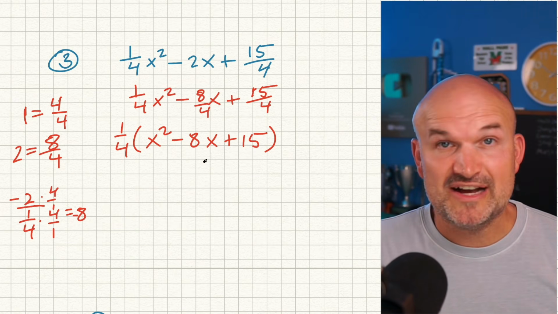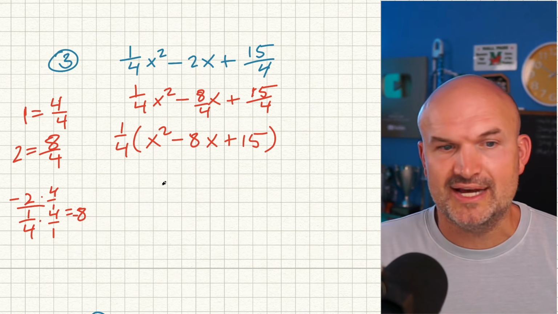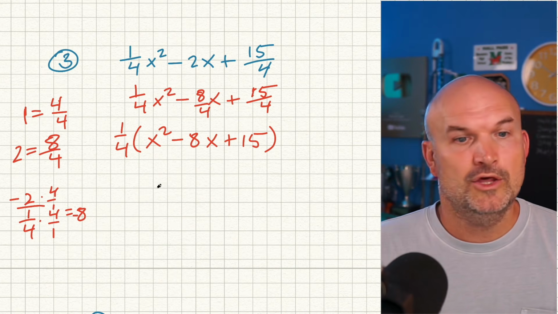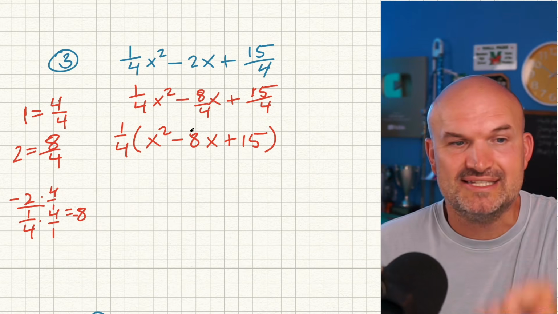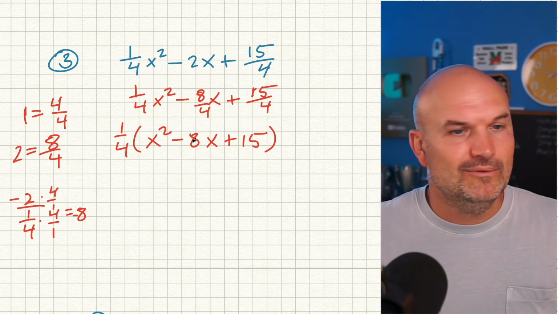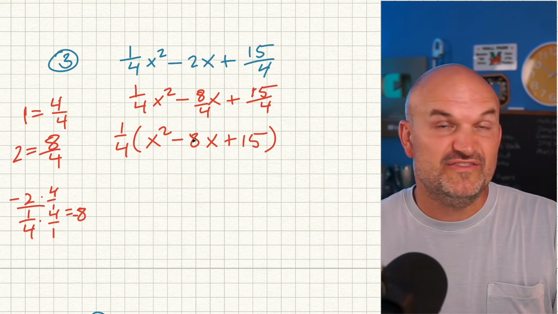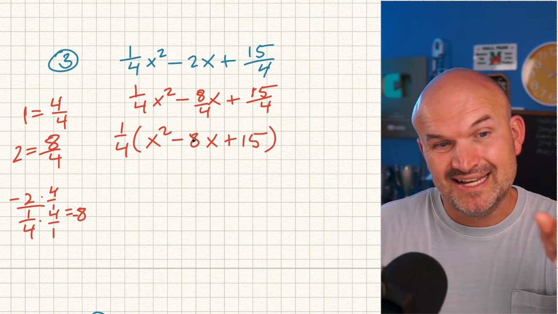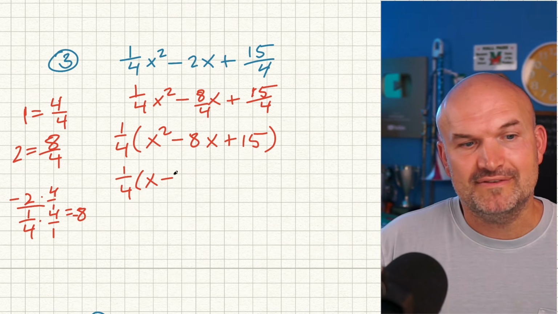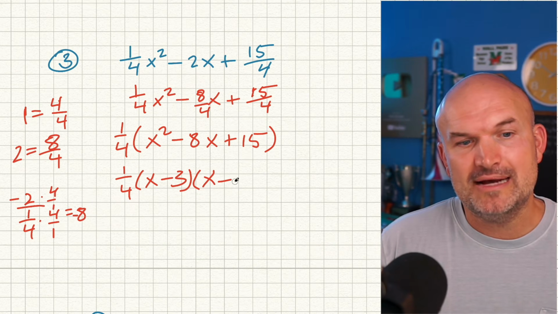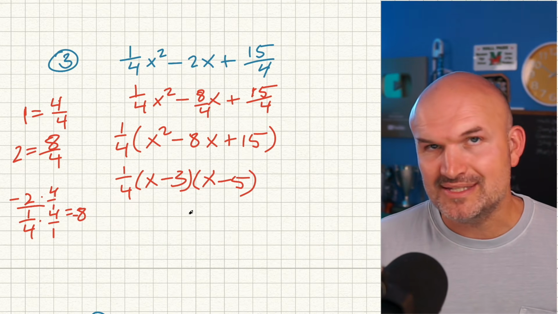So now I need to look at my factors of 15, which is going to be 15 and 1, 3 and 5. And since my last term is positive, I need to get a sum that's going to give me my middle term. Well, obviously 15 and 1 give me 16. 5 and 3, though, are going to give me 8. Since it's a -8, though, both of those factors have to be negative. So it's x minus 3 times x minus 5.